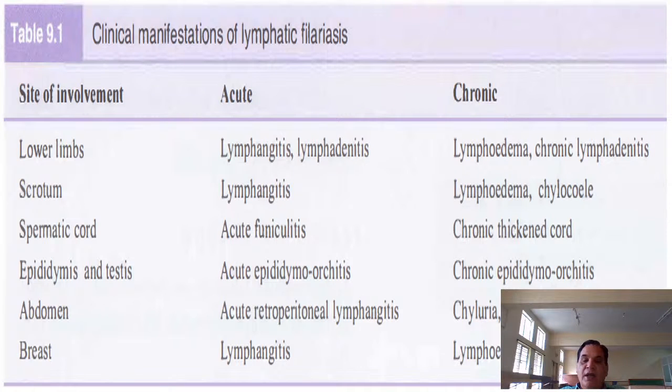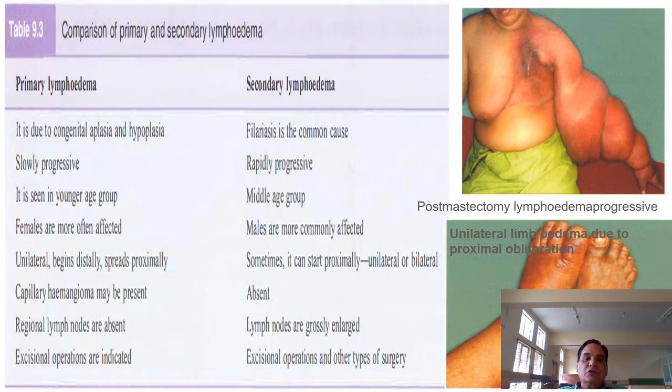In abdomen, it is acute retroperitoneal lymphadenitis. In chronic cases, it leads to chyluria. In breast, it is lymphangitis to start. It can lead to lymphedema of the breast. So these are the clinical manifestations of lymphatic filariasis, different depending on which organ is involved. So how do you compare the primary and secondary?